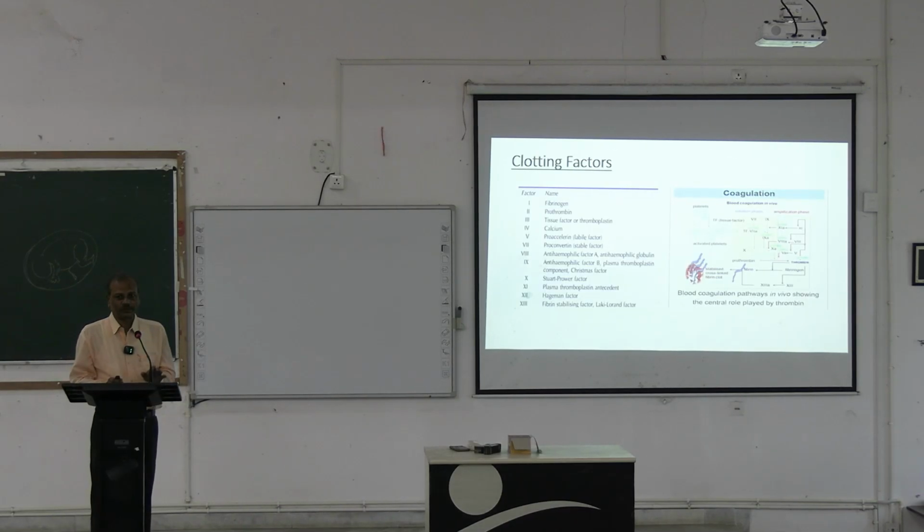So, clotting factors, there are 13 clotting factors. Remember, only clotting factor 4 is calcium, which is not a protein. That is basically there are 13 clotting factors, out of which 12 are protein in nature, except one, that is factor 4, that is calcium. So, without these clotting factors, clotting will not occur. Means, if there is a bleeding, clot formation will not be there, so bleeding will not stop.